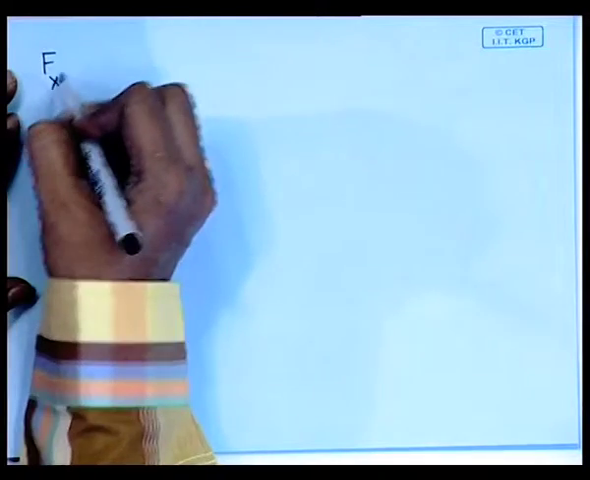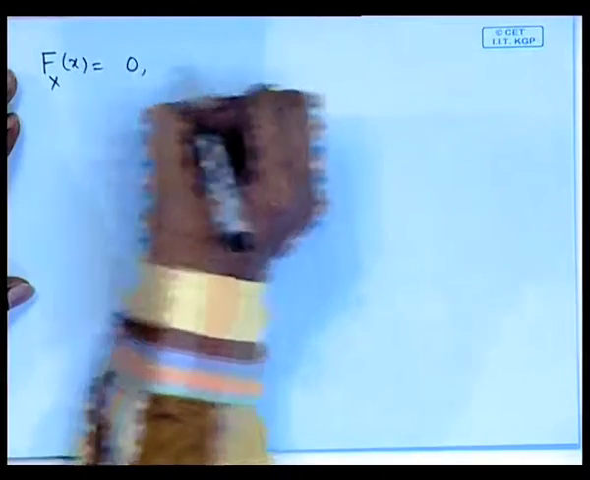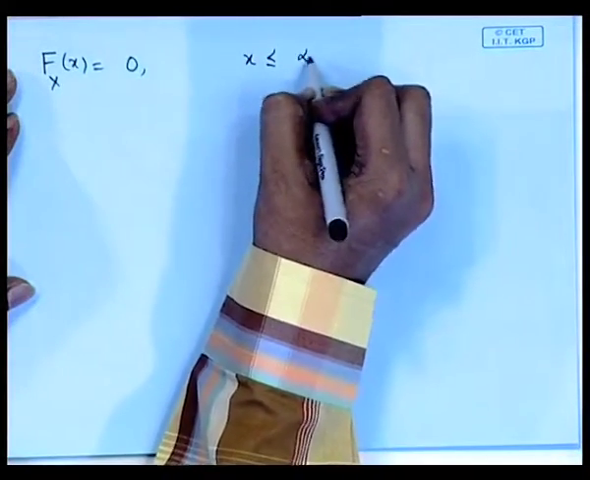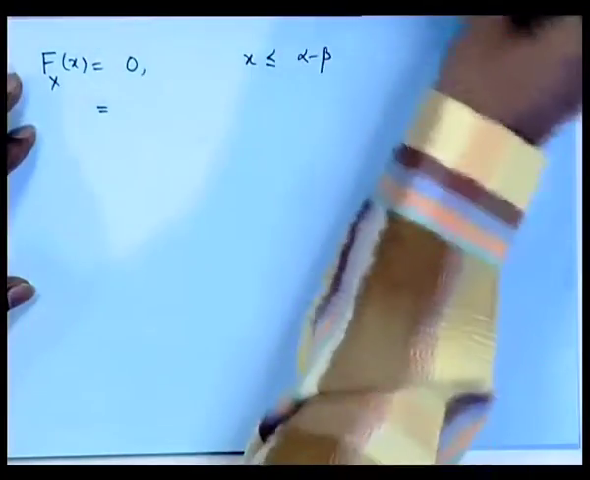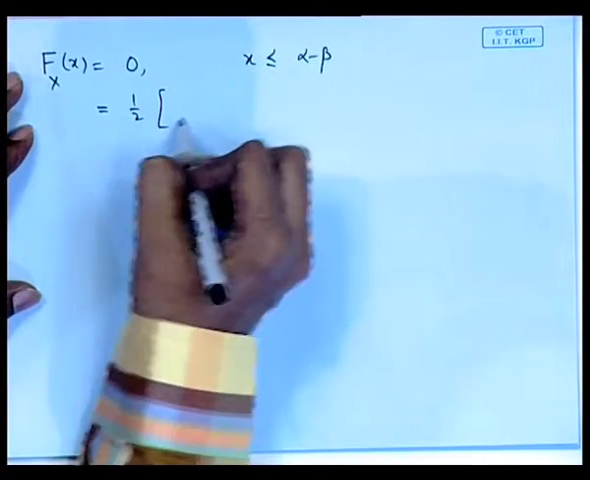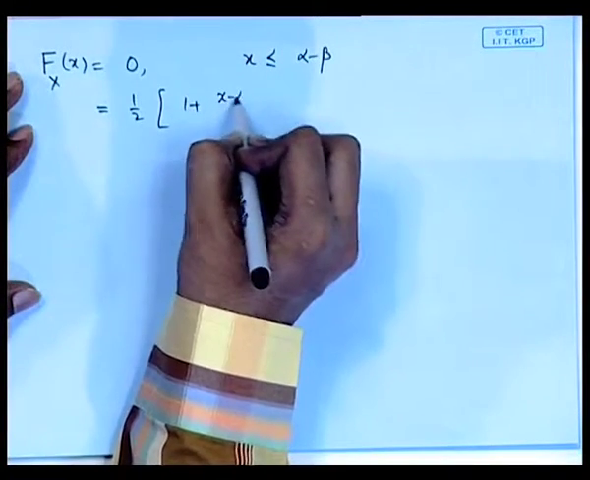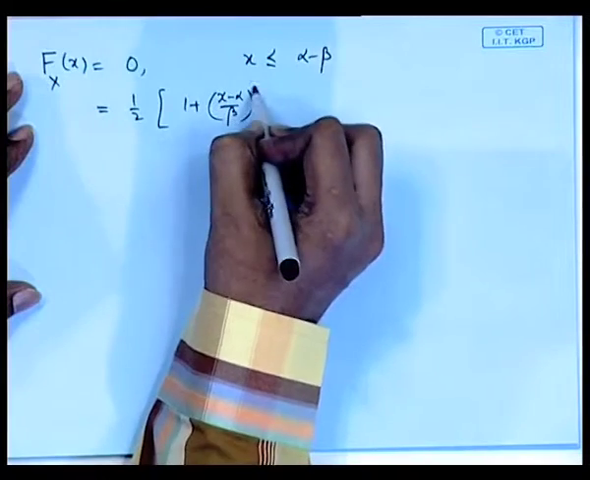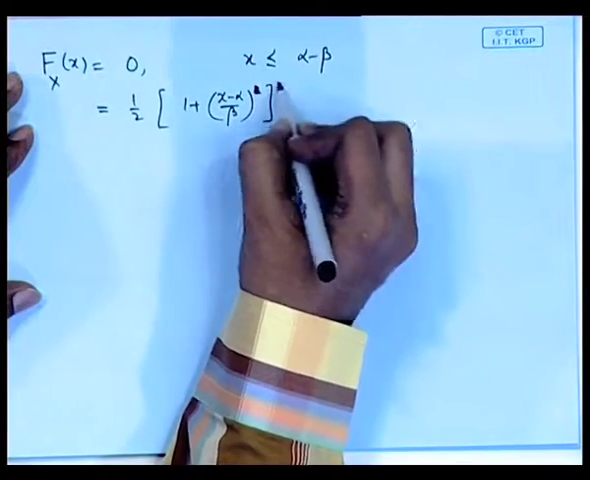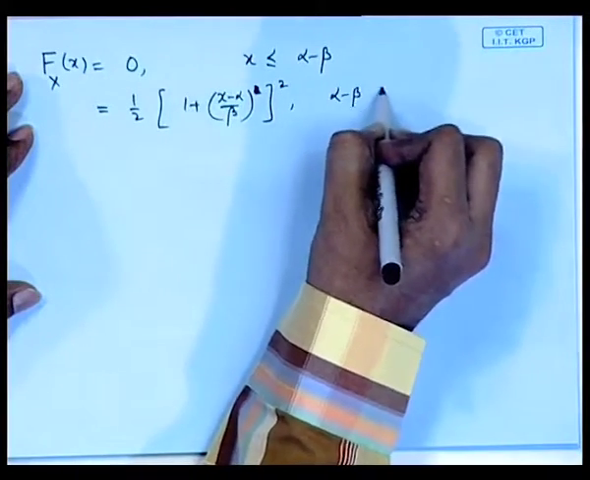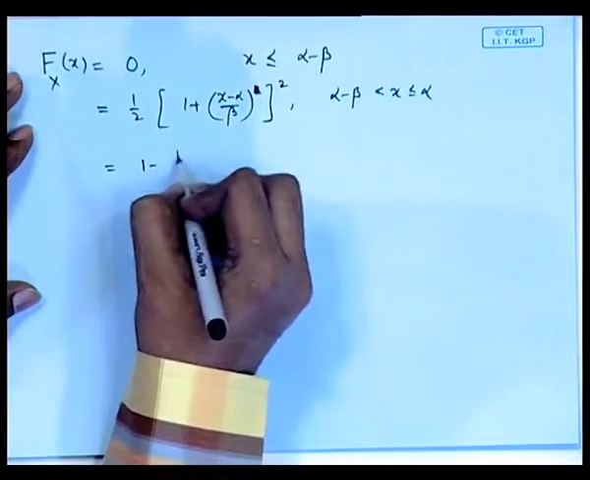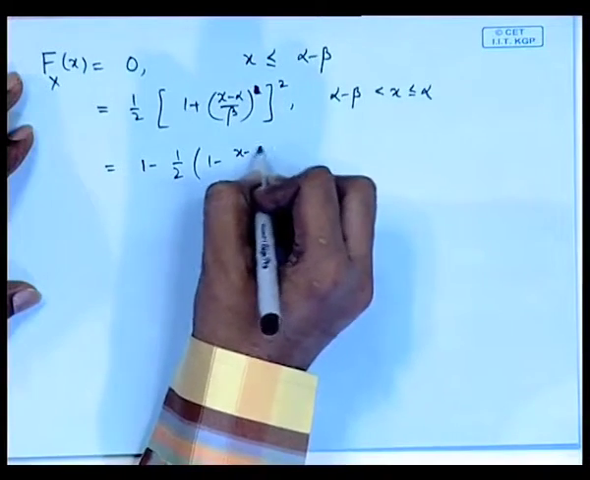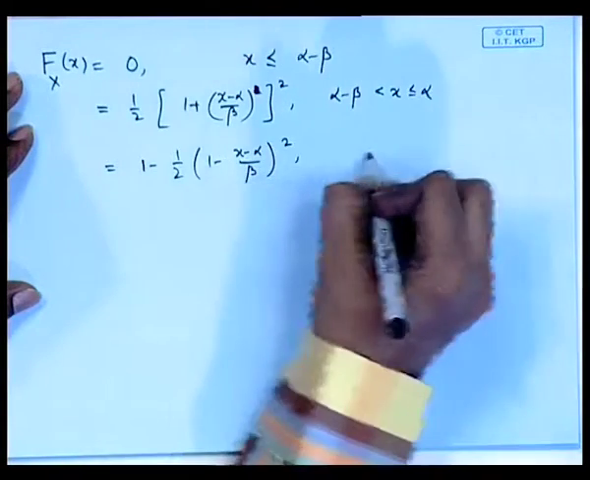Therefore, we can write the complete description of the CDF as: it is 0 for x less than or equal to alpha minus beta; it is equal to half of (1 plus (x minus alpha) by beta) whole square for alpha minus beta less than x less than or equal to alpha; and it is equal to 1 minus half of (1 minus (x minus alpha) by beta) square for alpha less than x less than alpha plus beta.